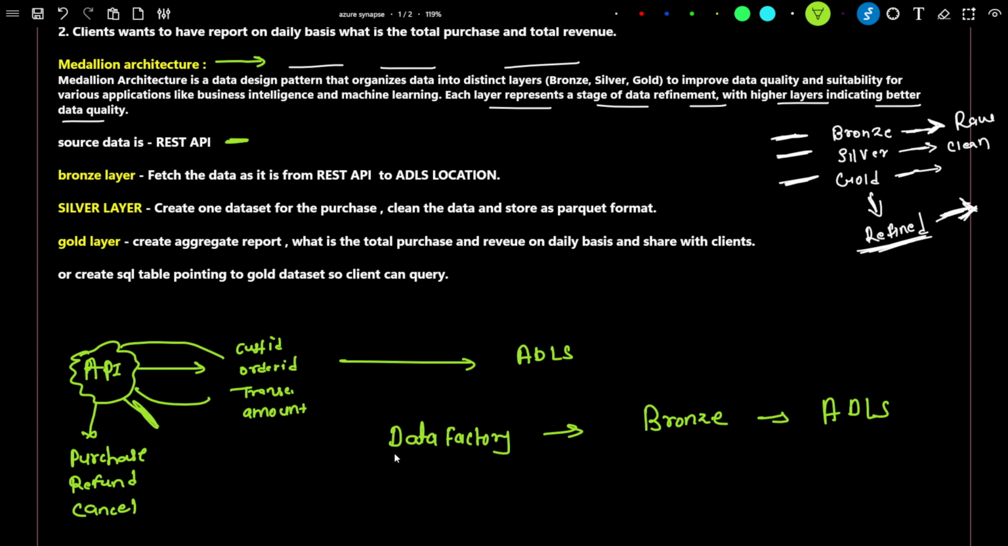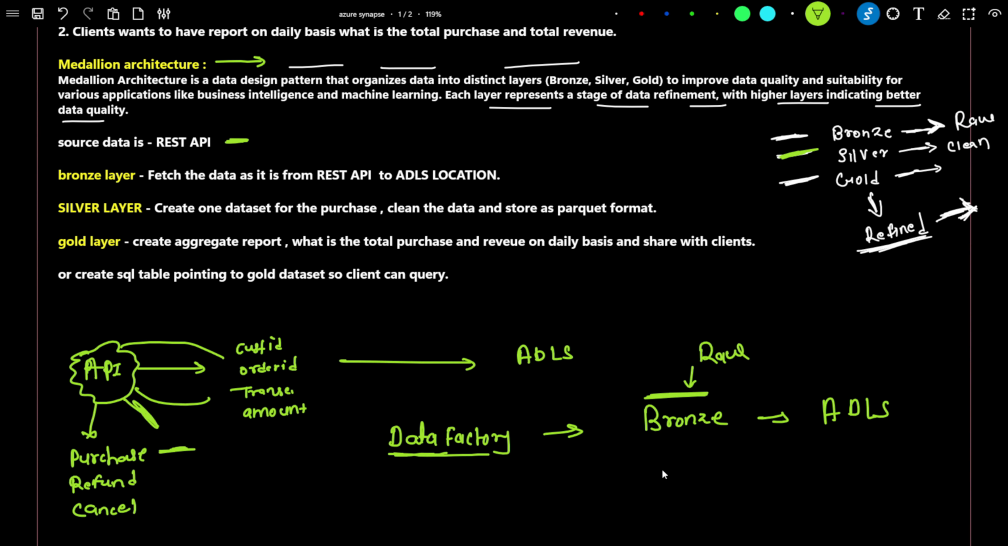Now in Data Factory, because we have to build a report only at the purchase level, but in this API we are getting all the data, we will first get all the data and bring it into the bronze layer. This we call raw data. So once our data is available in ADLS, the next step is that we'll create a silver layer.